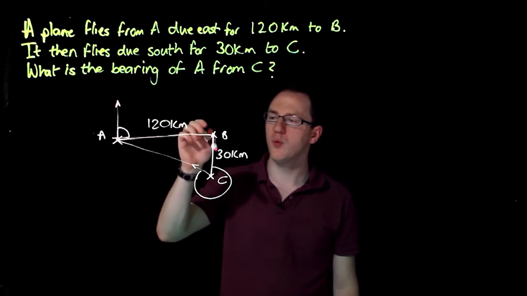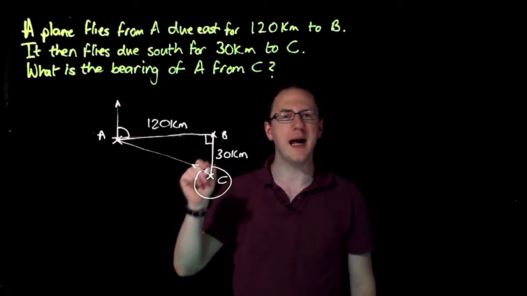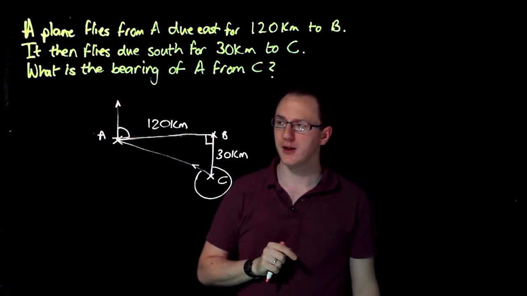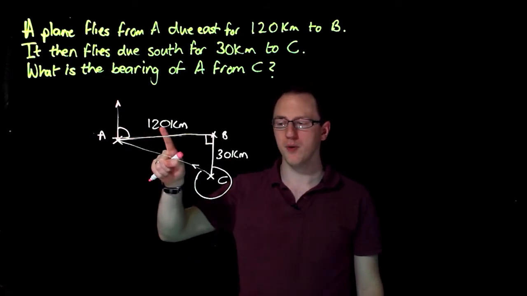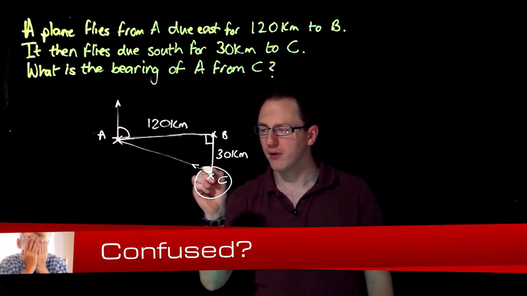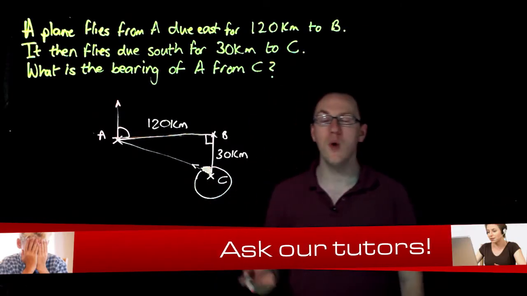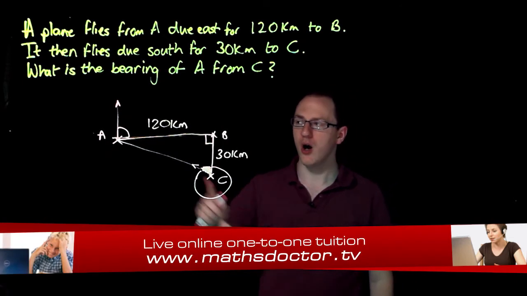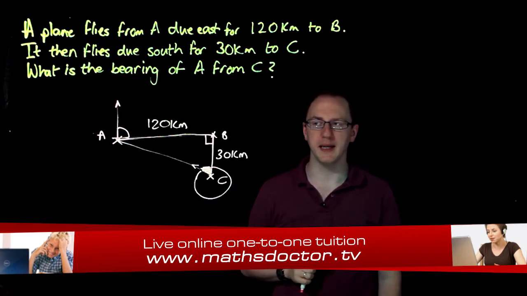So we've got a right angle triangle here. Why? Because east and south are perpendicular to each other. And we have two sides that we know. And if we find out this angle, we could take that away from 360, and that would tell us the bearing of A from C.